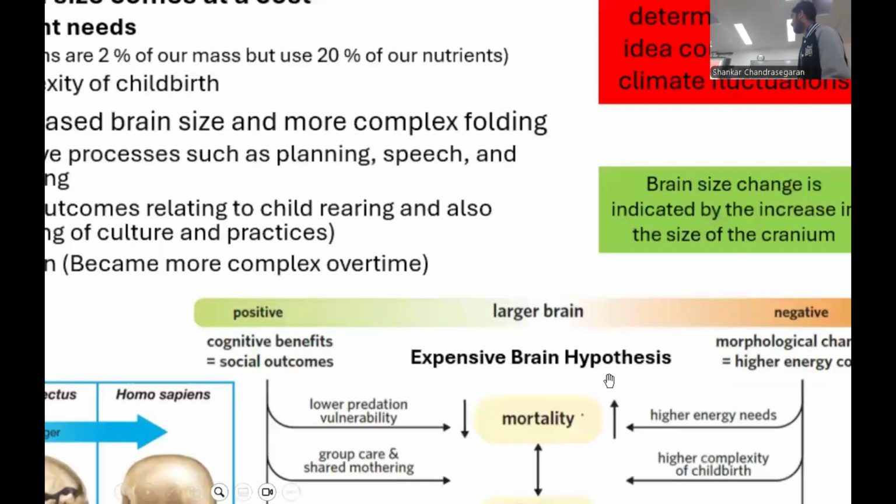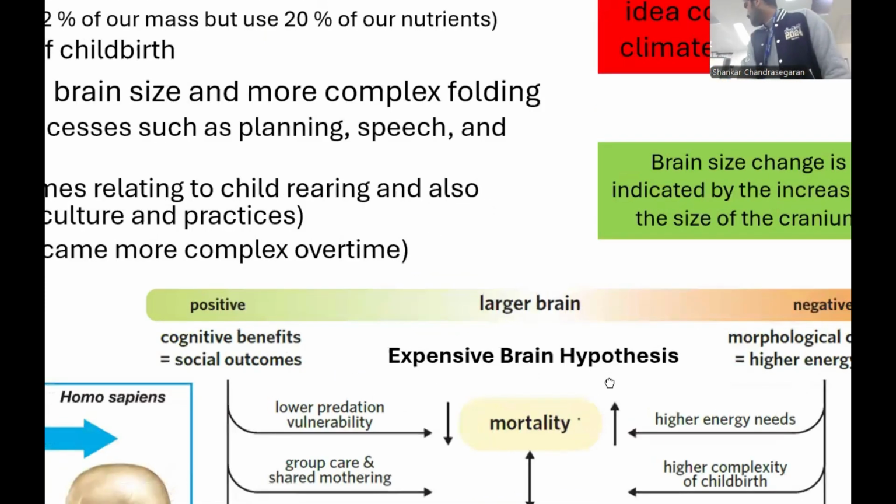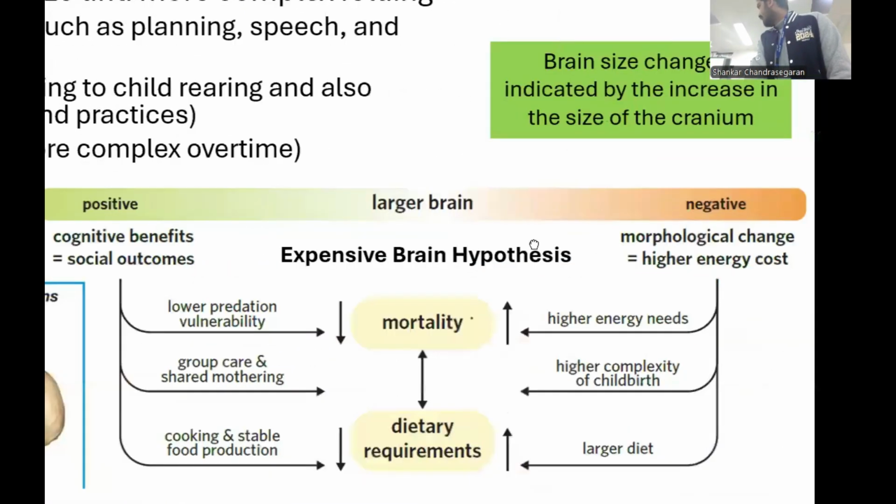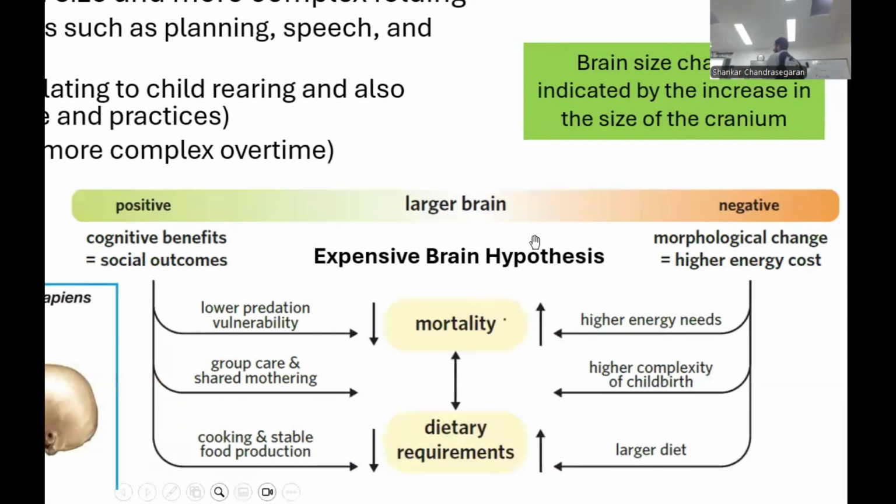So this idea is considered the expensive brain hypothesis, that basically outlines what are the negatives of having evolved a bigger brain and what are the positives. And obviously, there were more positives to having a bigger brain. That's why evolution leaned towards that direction, right?